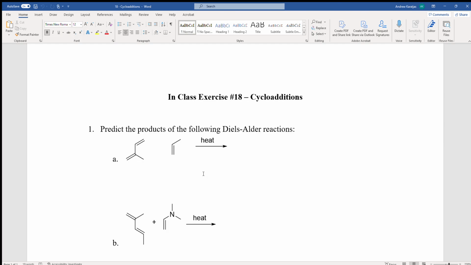For our practice on cycloadditions, I've chosen to focus only on Diels Alder. While we did spend a few minutes discussing a couple of other cycloadditions, Diels Alder is by far the most important of our cycloaddition reactions, and so it's the one I've given you some practice for here.